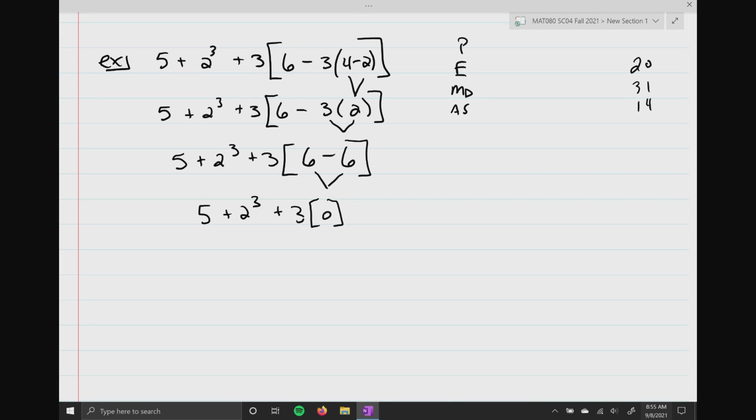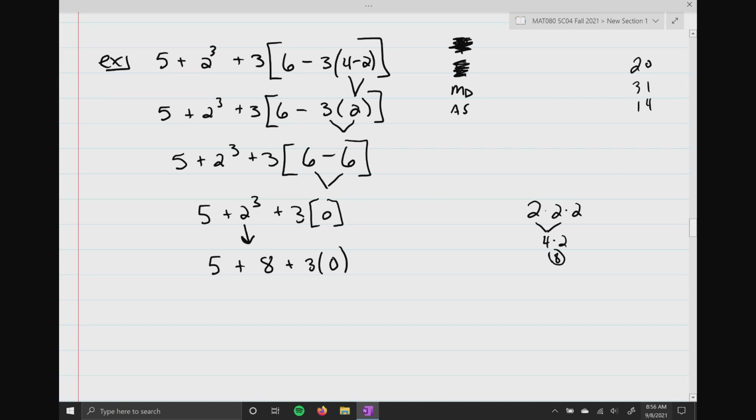Again, I need to figure this out. So 5 plus 2 to the third power plus 3 times 0. Notice, no more parentheses. So finally, after 3 moves, I'm done with the parentheses stuff. Next would be exponents. Well, I see exponents right here. 2 to the third power, if you need to, go off to the right-hand side. That's going to give me 4 times 2, which is 8. So this will be 5 plus 8 plus 3 times 0. So now my exponents are done.